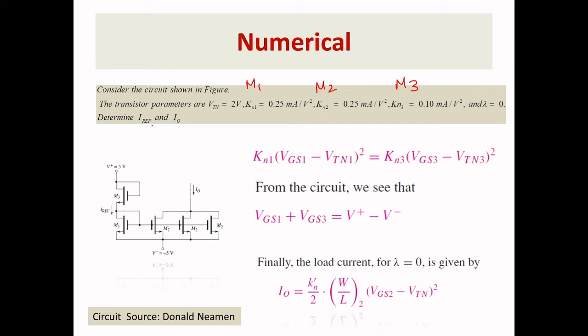I want to find Iref and I0. So you know this is basically a current mirror circuit. This type of circuit is called a current mirror circuit. We have discussed it in the earlier slides. Here you can see the supply voltage is plus 5 and minus 5, a dual power supply, and very important, all the transistors are designated with the same name, M2, M2, M2. All are matched transistors.